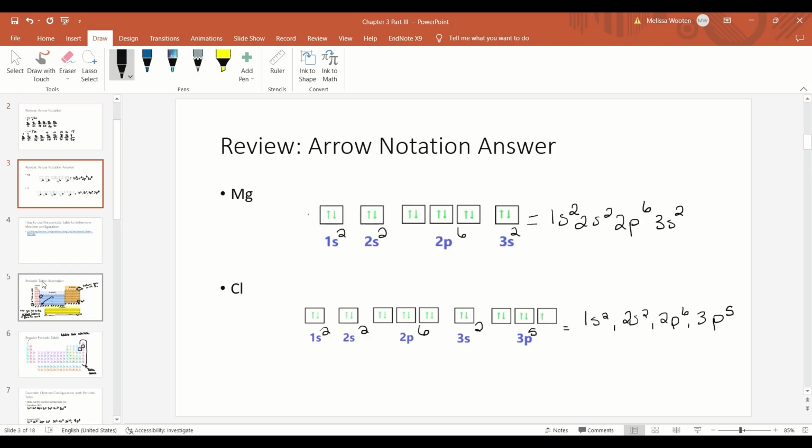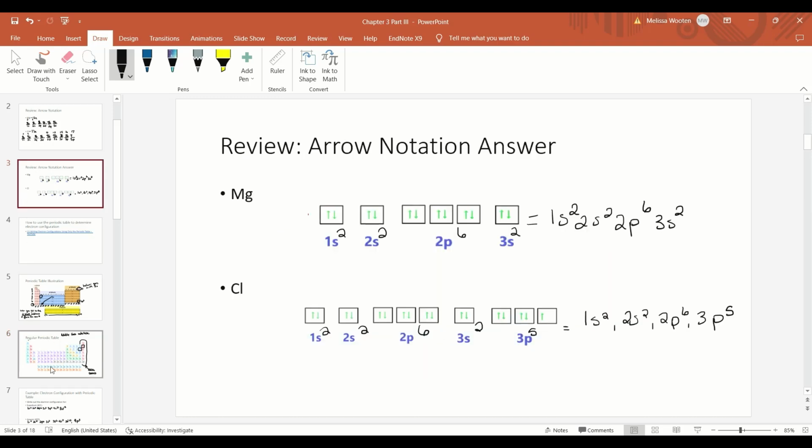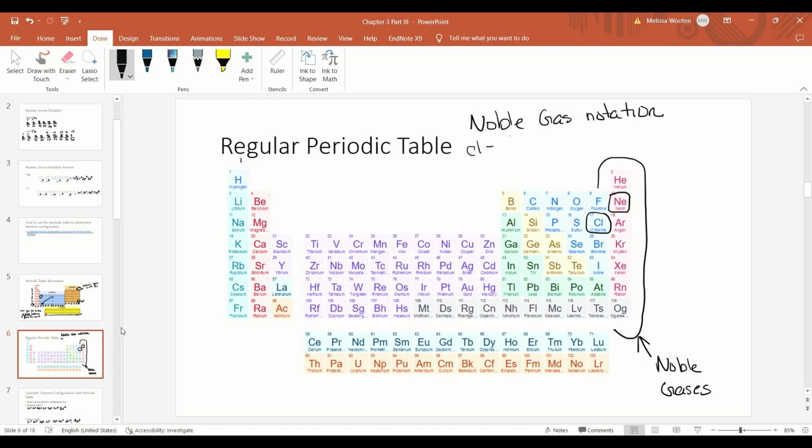to our example here, we can shorten this up a little bit by just starting off with neon in parentheses. So for chlorine, we start with neon, and then we can go straight to here, and this is the 3rd row, so we would go 3s2, write that here, 3s2, 3p1, 3p2, 3p3, 3p4, and 3p5. So 3p5.